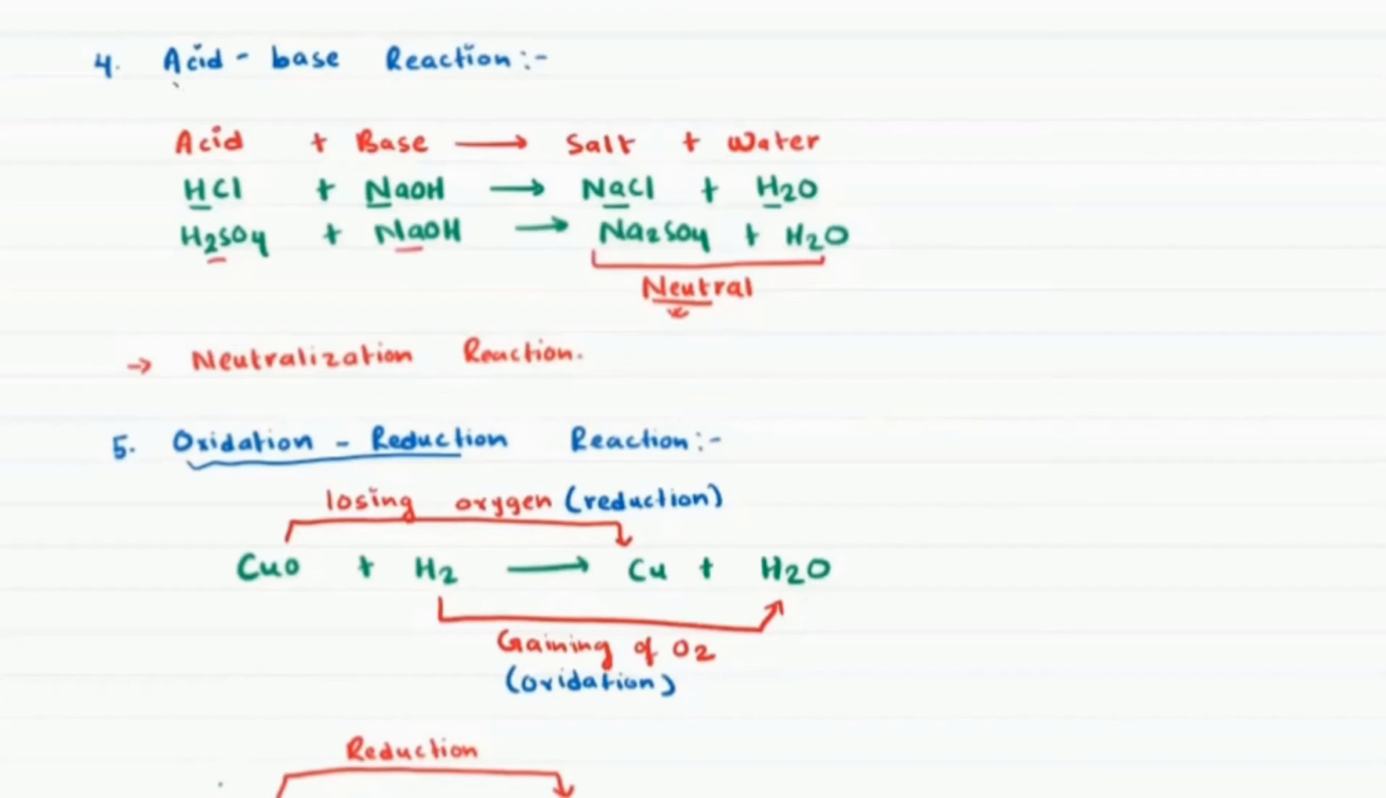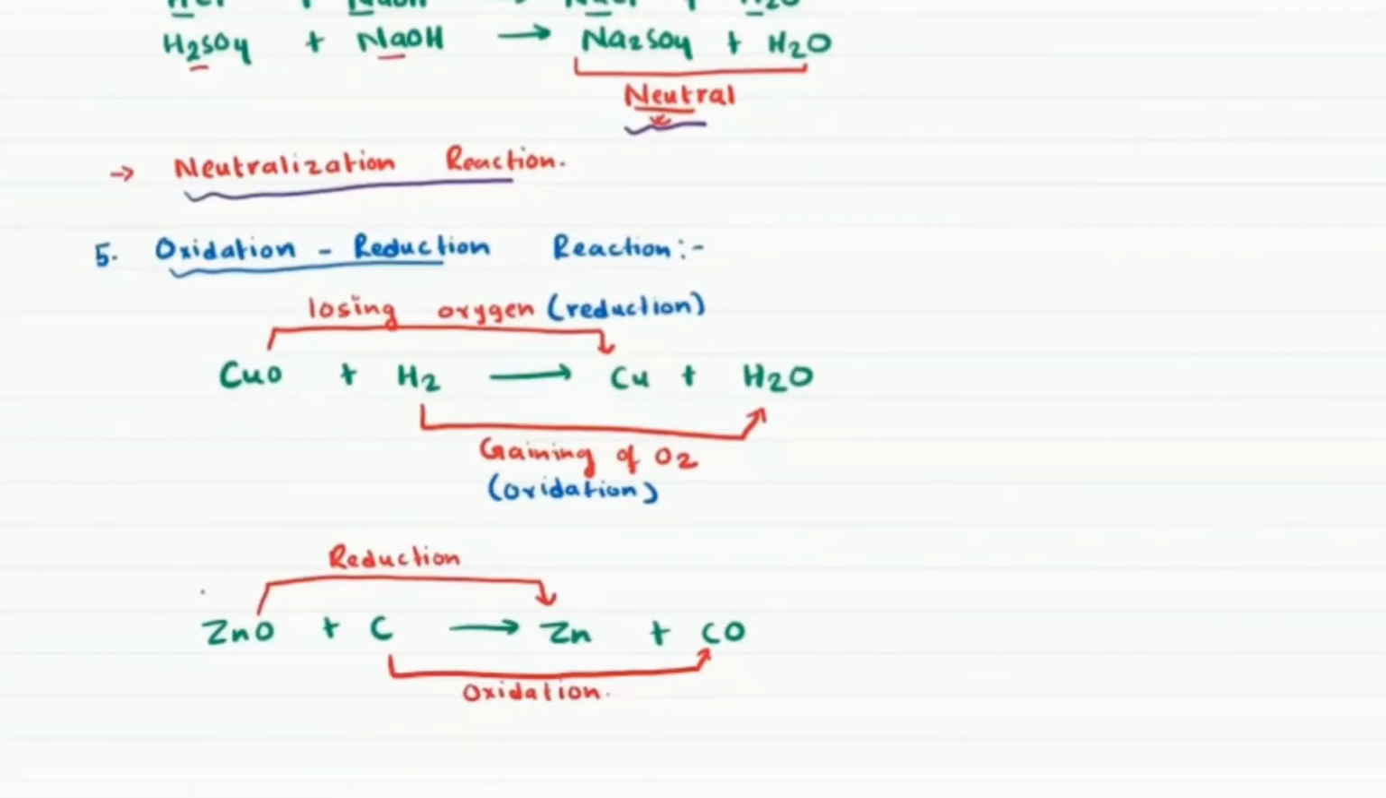And then we have our acid-base reaction, in which acid and base react to form salt and water, which are both neutral in nature, hence it is also known as neutralization reaction. And finally we have our oxidation-reduction reaction, in which one of the reactants loses oxygen and the other one gains oxygen, which is known as oxidation and reduction, and the total chemical reaction is known as oxidation-reduction reaction. And that's our 5 types of chemical reaction.